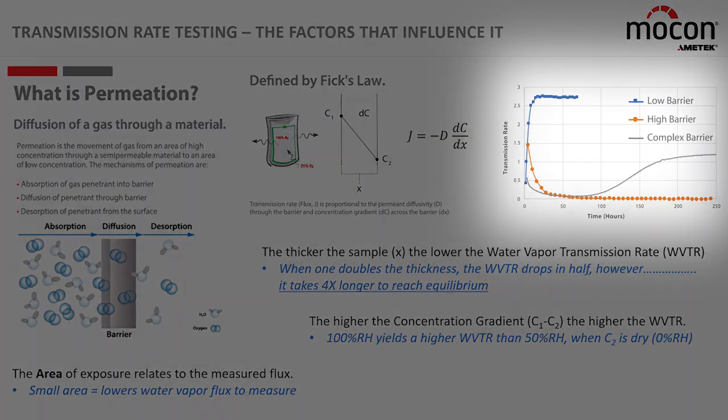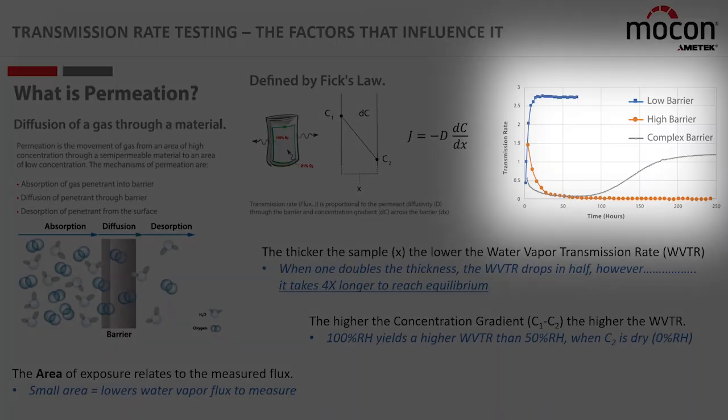I talked about this graph where you have a low barrier sample. You can challenge it with humidity, and it's going to come up very quickly. You can have something that's a very high barrier sample. High barrier means low transmission, and we might not actually see much come through.